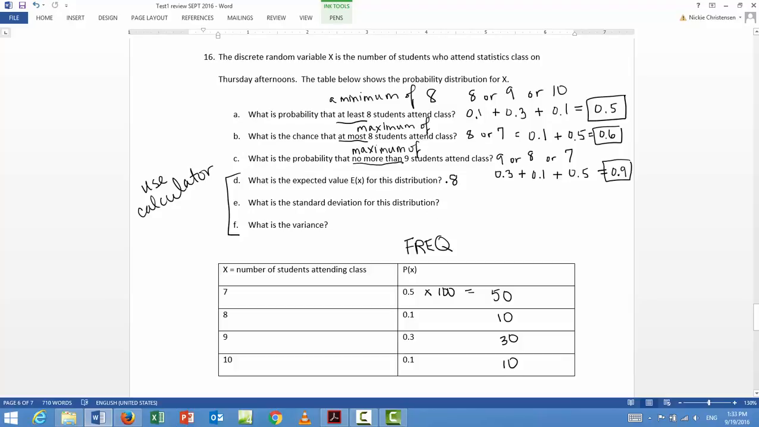So you should get an expected value of 8. You should get a standard deviation of 1.095. So we could call that 1.1. And you should get a variance of 1.2. Okay, so that is question 15 and 16 on the exam.